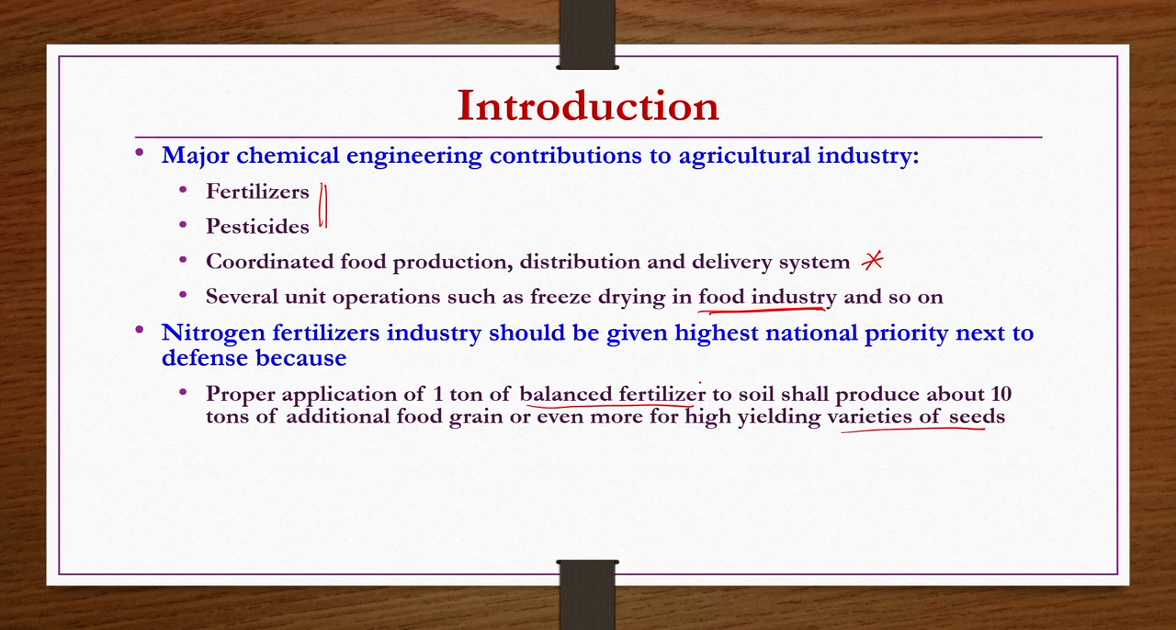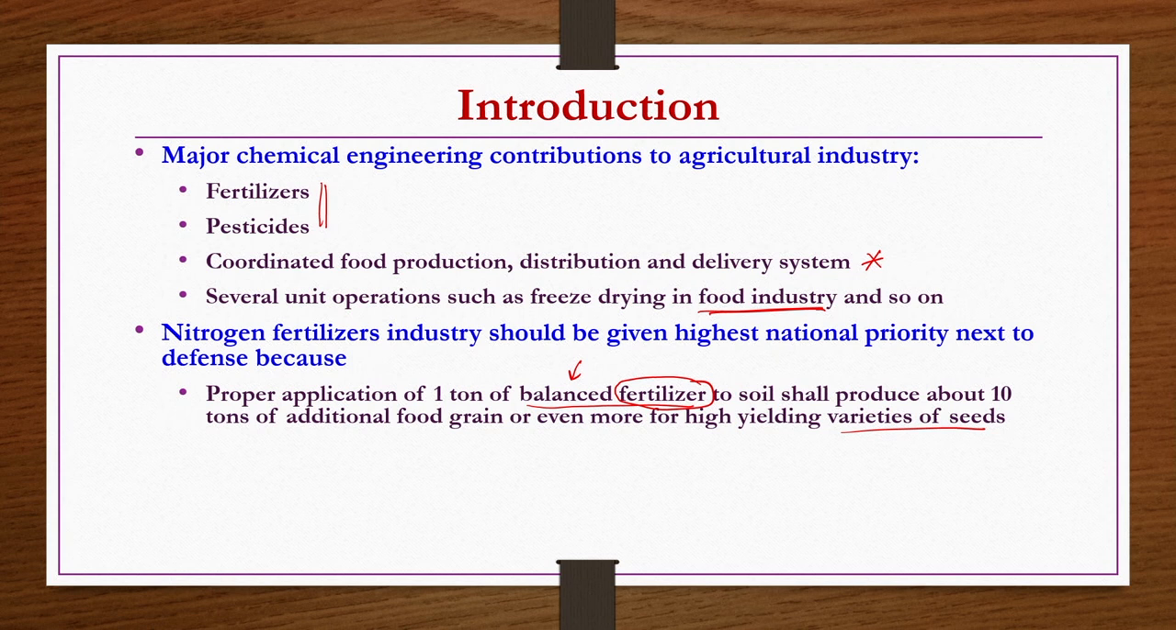What do you mean by balanced fertilizers? We are going to see fertilizers, but balanced fertilizer means that for the growth of plants, you need a few basic important growth elements like nitrogen, phosphorus and potassium, right? You cannot supply excessive nitrogen or a low amount of potassium like that. A balanced supply of fertilizer is required. So that's the reason: if you supply 1 ton of balanced fertilizer to a soil, then you may produce about 10 tons of additional food grains or even more if your seeds have high yielding capacity, right?